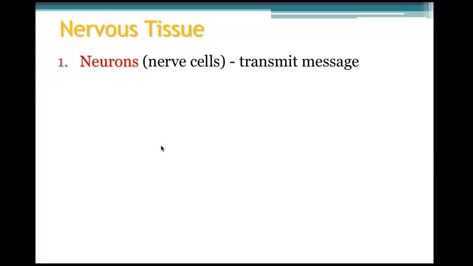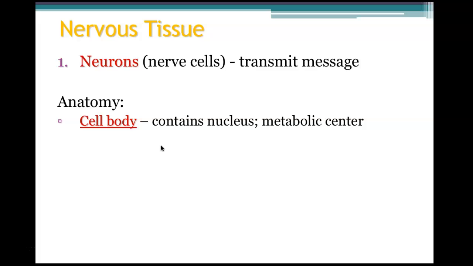So, the nervous tissue, they're called neurons, also known as nerve cells. What they're going to do is transmit messages. The anatomy of the neuron contains the cell body. It's like a typical cell that you would see. It contains a nucleus, it contains a metabolic center, it has mitochondria, it has all those organelles that you're used to seeing in a cell.